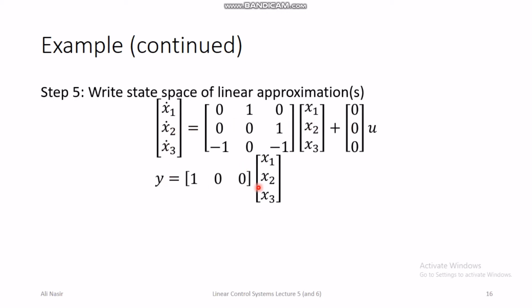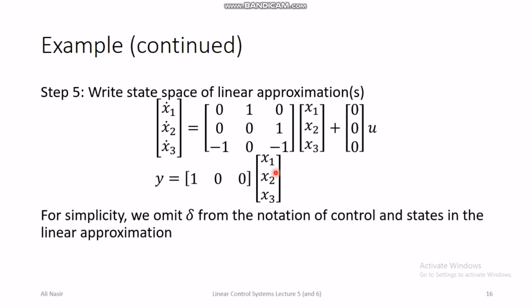Remember that I have not written delta x instead of x here, because by this point I assume it is clear that in linear approximation the states are the deviation of the original states from the equilibrium point. So these states are the deviation of the original states from the equilibrium point, which is 1 0 0.